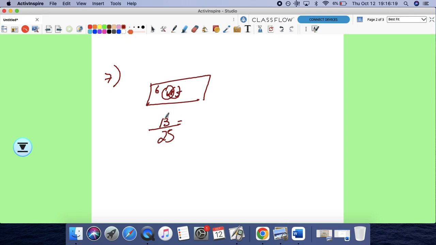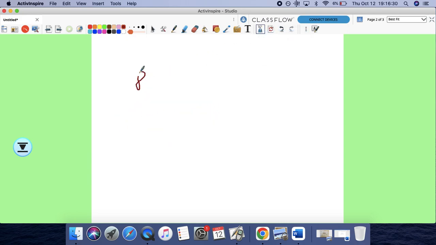So it would be 13 out of 25. Easier way to change to something over 100 is multiply by 4 and multiply this by 4. We get 52%, which makes this answer C. 8.